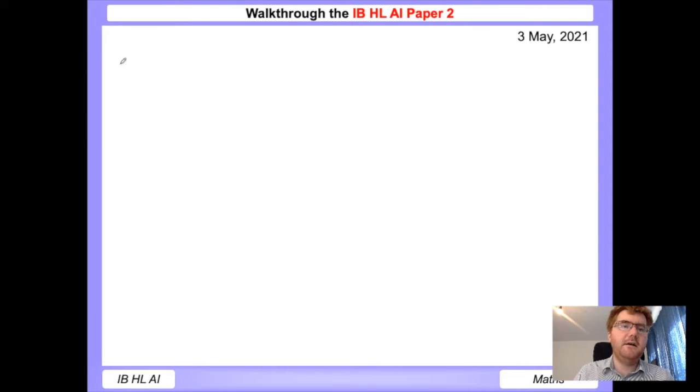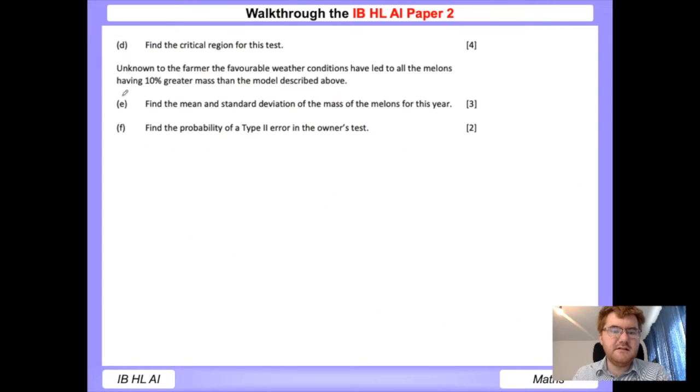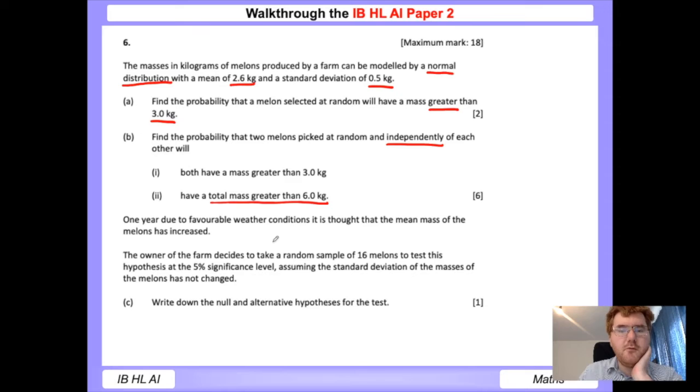Okay, perfect. Right, part C. So let's have a look at part C. One year, due to favourable weather conditions, it's thought that the mean mass of the melons has increased. Notice increase, not change, but increase. That's important. The owner of the farm decides to take a random sample of 16 melons. Sample is important as well.